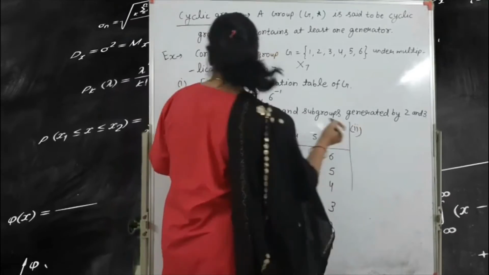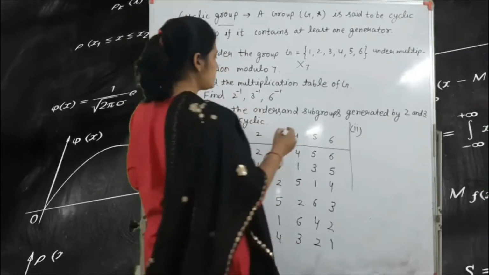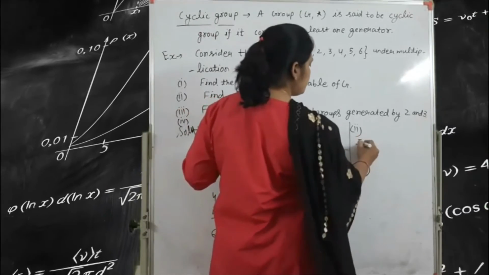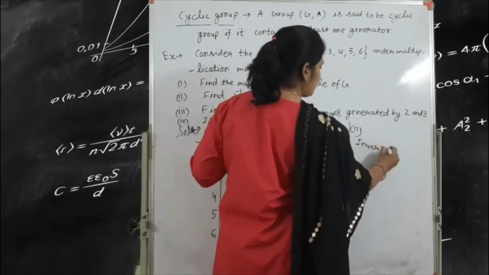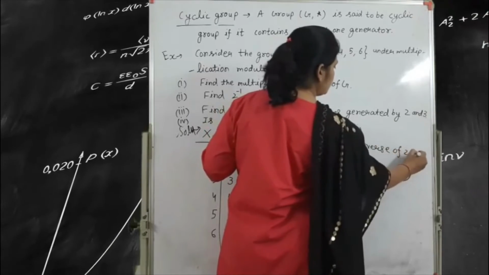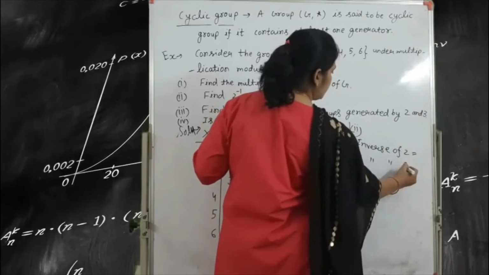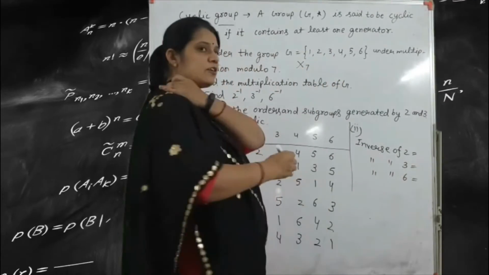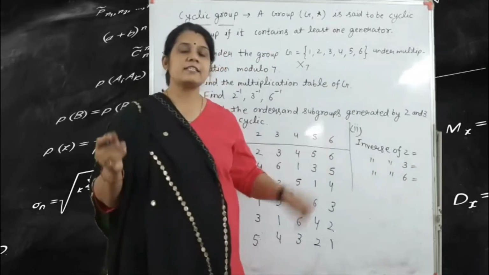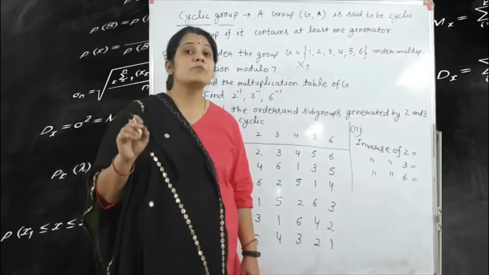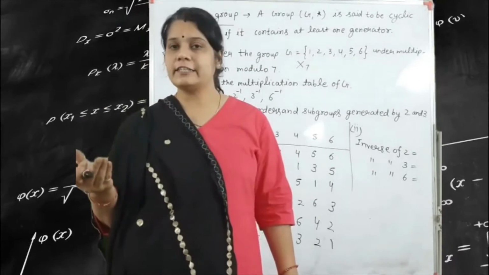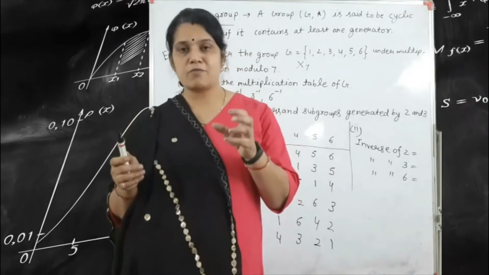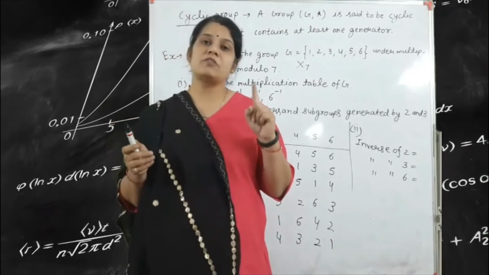The second one is the inverse of 2, the inverse of 3 and the inverse of 6. Okay, so the inverse of 2, what is that? We have already seen in the previous lecture, for addition modulo, the identity element. So if our operator is given in the plus form, the identity element is always 0.